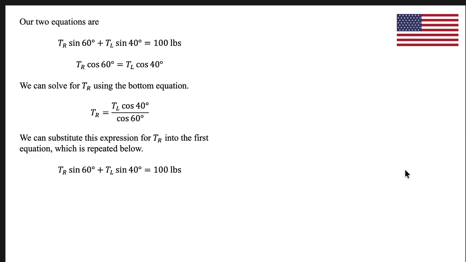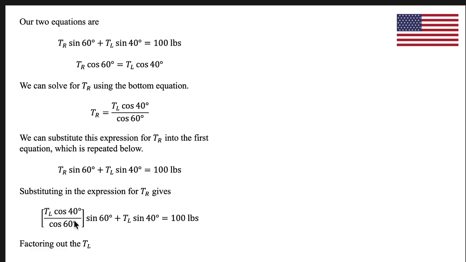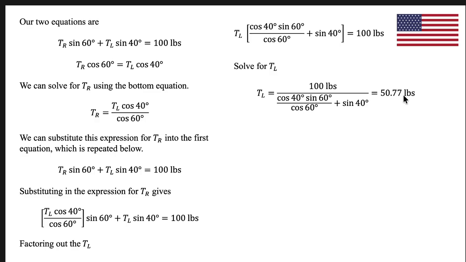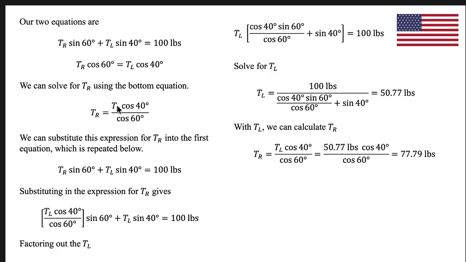And there's the top equation. We're going to substitute in TR right here. That goes there. So there it is. So we have TLs here. We can factor them out. And we have TL times this big thing in the square brackets, which is just a number. To solve for TL, we divide by that number. And we get 50.77 pounds. That's TL. And we have an expression for TR as a function of TL. We can use that expression to get TR, about 77.8 pounds.